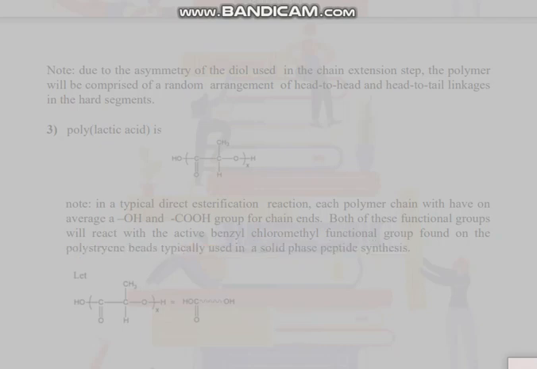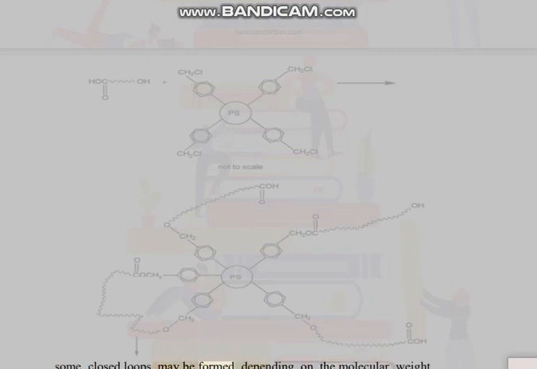Some closed loops may be formed depending on the molecular weight of the polylactic acid.